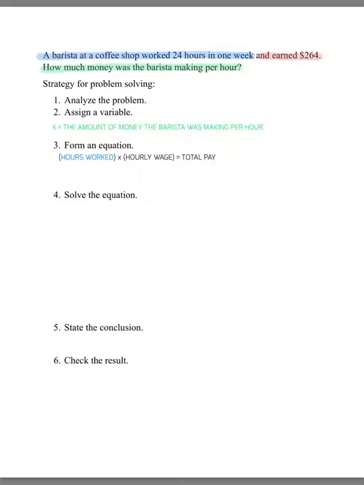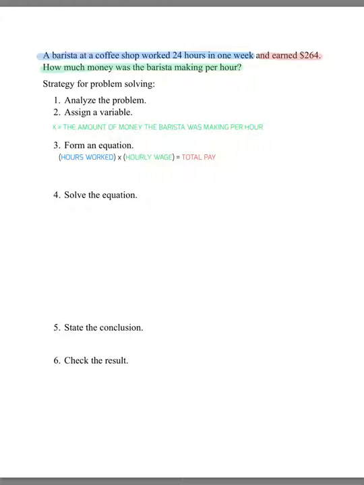And now the hourly wage. This is what we're actually looking for. So we don't actually know what this value is, but we do know it's going to be represented by a variable x, which is color-coded in green. So we'll go ahead and color-code that in green as well. And then the total pay. Lastly, the total pay is the amount she earned, and we know she earned a total of $264, which is represented by the color red. So here we go. This is a generic outline for our equation.